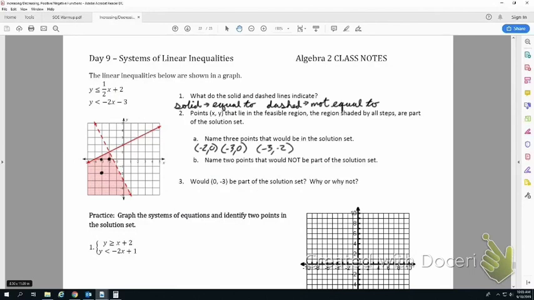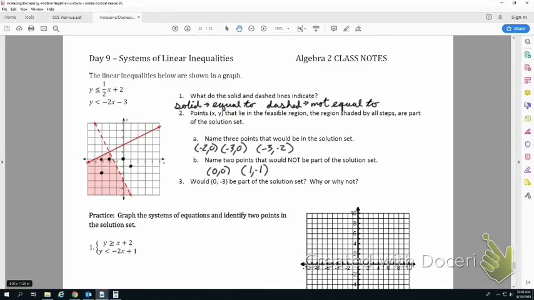Dalton, what is one that would not be a solution? 0, 0. Jake, what's another one? 1, negative 1. 1, negative 1 would also not be one.